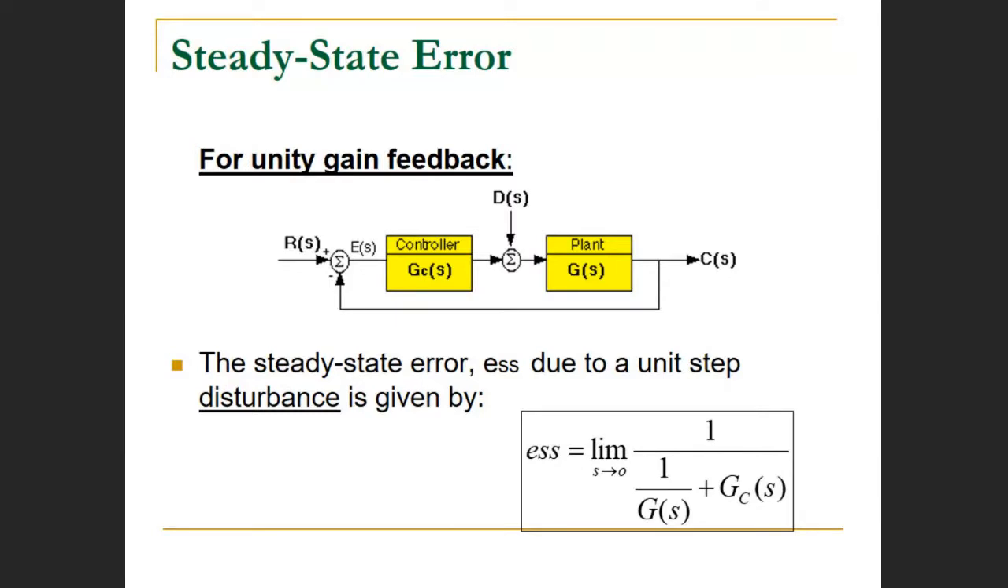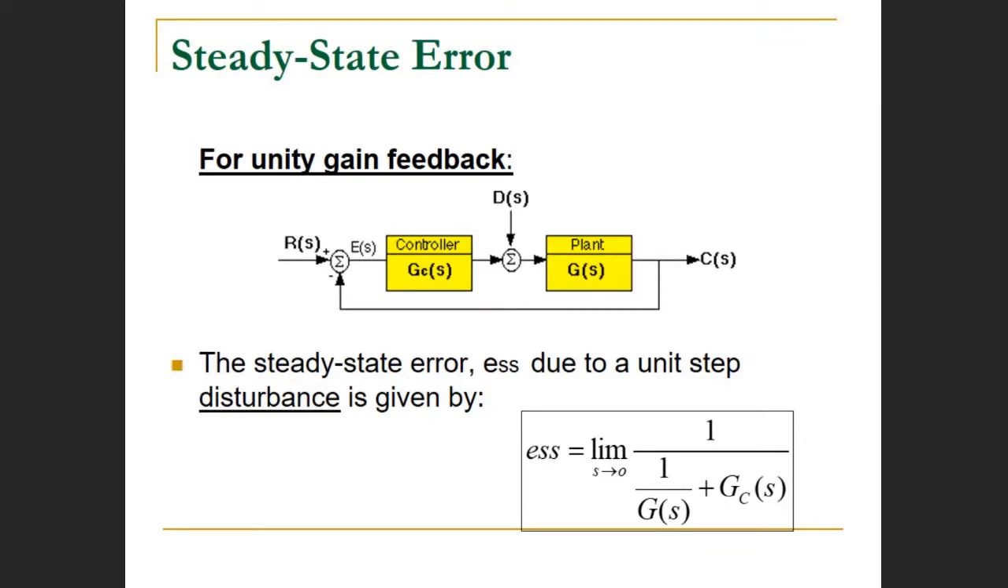And again, we're looking at a unity gain feedback system. All right. Here, though, we are separating the controller from the plant to introduce the disturbance signal. So the steady state error due to a unity step disturbance is given by the expression here. E subscript SS, the steady state error, is equal to the limit of what we have here, 1 over the reciprocal of G of S plus GC of S.